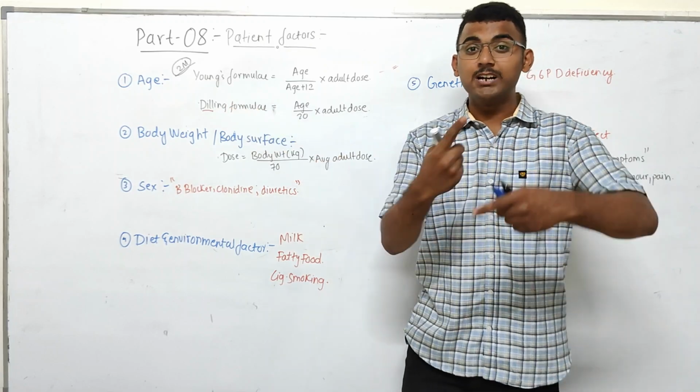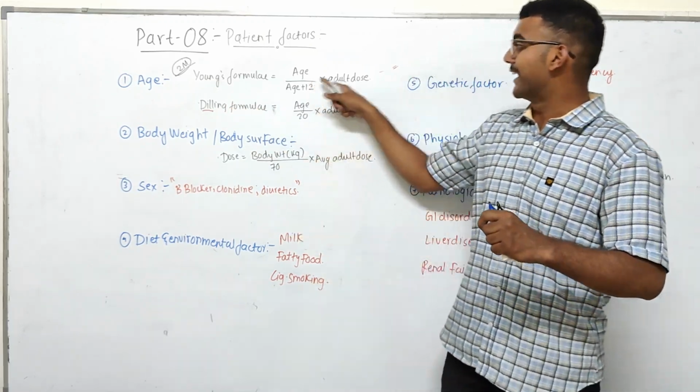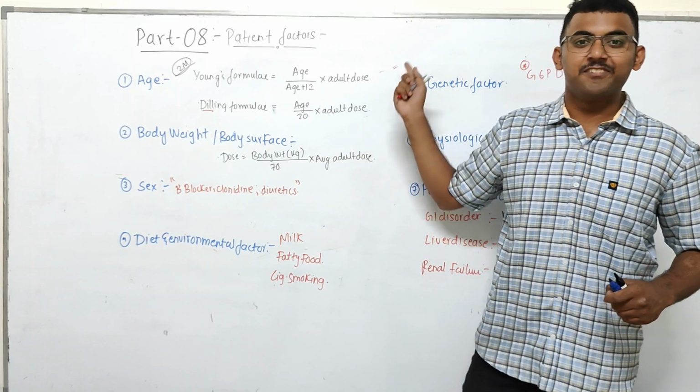And Young's formula, when are you young? 12. So age divided by age plus 12 into adult dose. So these two formulas are very much important.